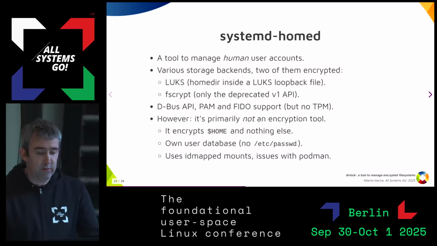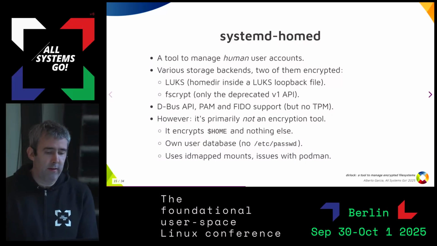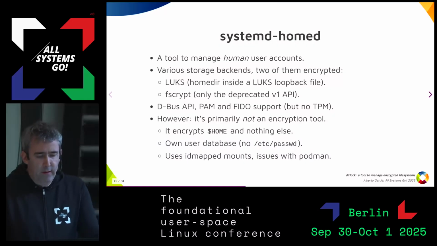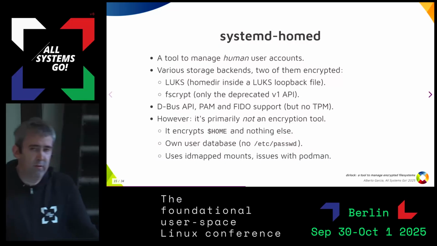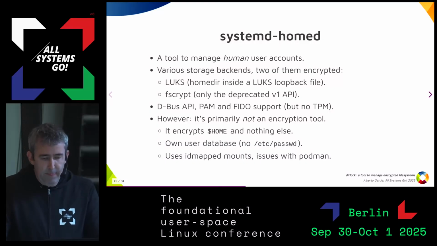One of them uses LUKS, and the way it works is that you create a loopback file, you format it with LUKS, and then inside of that loopback file, you put the file system. And it also supports fscrypt, although unfortunately only the old and deprecated version 1 of the API, which has some limitations. But in principle, it should be doable to update it to support version 2 of the API. It also supports D-Bus, PAM, and FIDO, although not TPM.